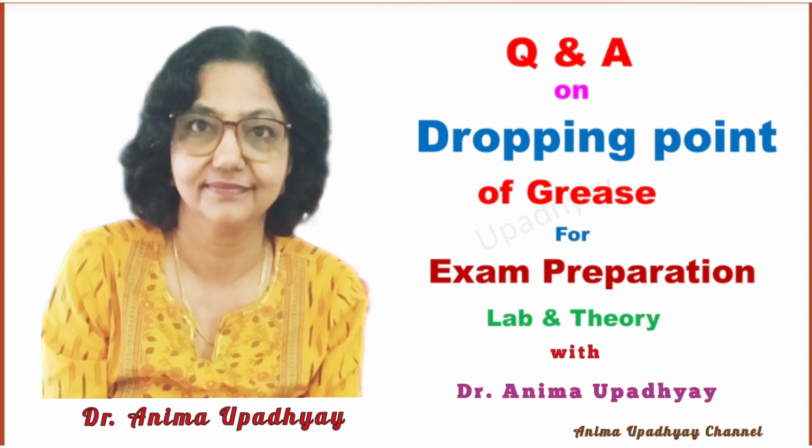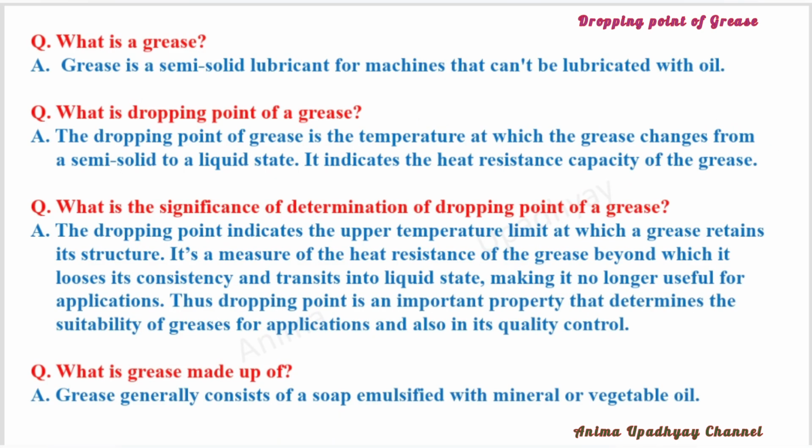Now let's begin with today's video, that is the dropping point of grease. What is a grease? Grease is a semi-solid lubricant for machines that can't be lubricated with liquid lubricant such as oil. What is dropping point of a grease? The dropping point of a grease is the temperature at which the grease changes from a semi-solid state to a liquid state. It also indicates the heat resistance capacity of the grease.